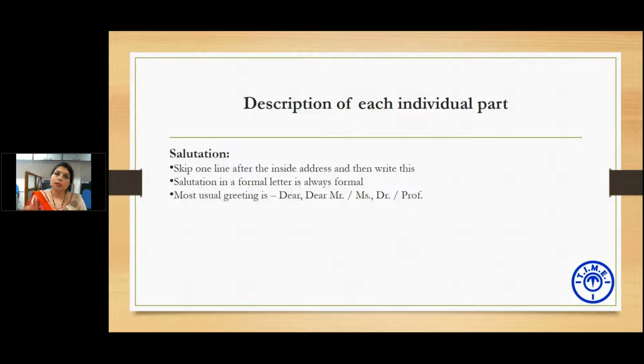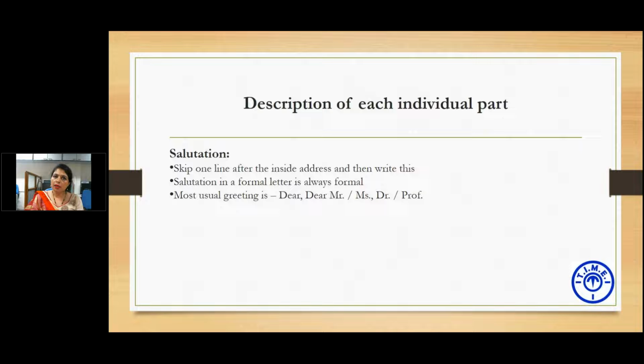Fine. The next part of the letter is salutation. Now, after having written the date, please skip one line after the inside address, the complete thing, the address, and skip one line, and then you need to write the salutation. Because it is a formal letter, the salutation will always be formal. The most usual form of greeting is dear. Now, when you write dear, most of the times in India we get confused and take it as an endearing word. Well, it is not. Dear is just a salutation form of address, and it does not mean this person is dear to you.